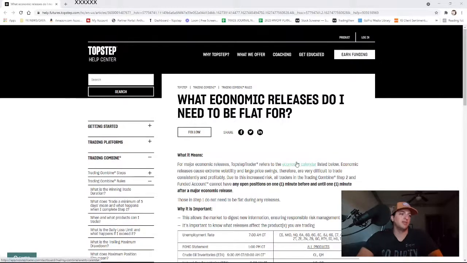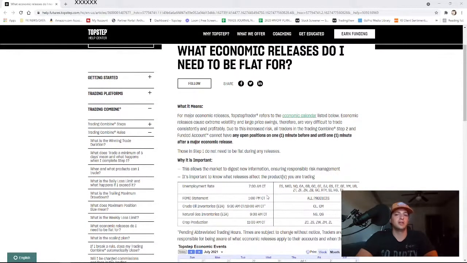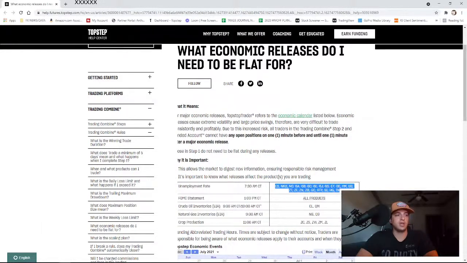When you're doing Step 1, they don't necessarily care if you're flat or not during the releases, so it's not a huge deal. The events list is good because it shows you what the event is that you have to be flat for, what time it starts, and then which products you can't trade. You're prohibited from trading these products during this release, right? It says 1 minute, it's not 10 minutes.